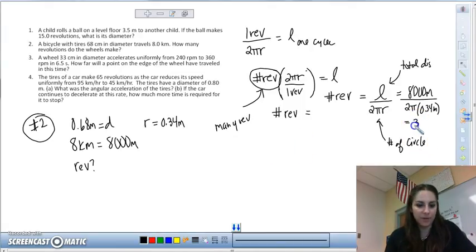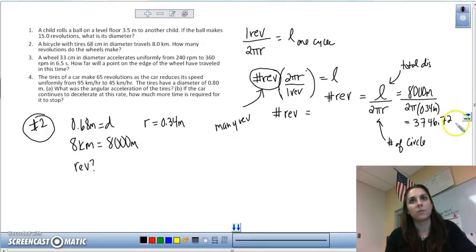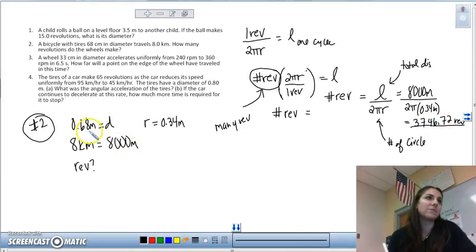We get 3,746.72 revolutions. So that's how many revolutions this will make over that distance, which is many because this is very far and this is actually not a big radius. Well, it's half a meter, so it's a pretty big wheel. But more or less, that is our official answer right there. Okay, let's try the next problem.